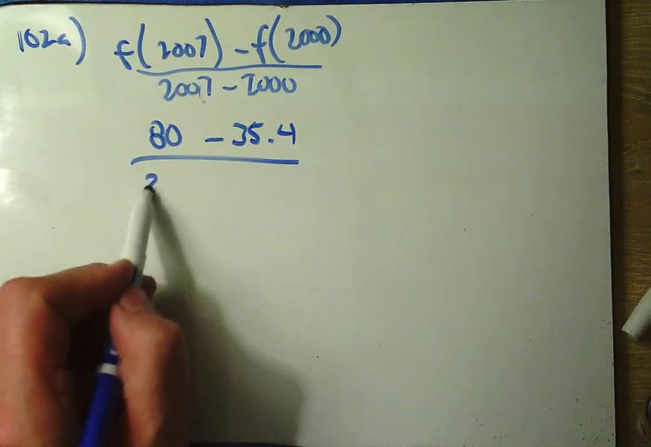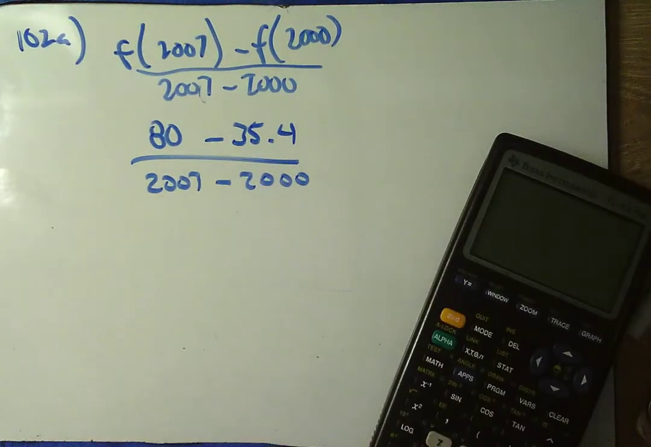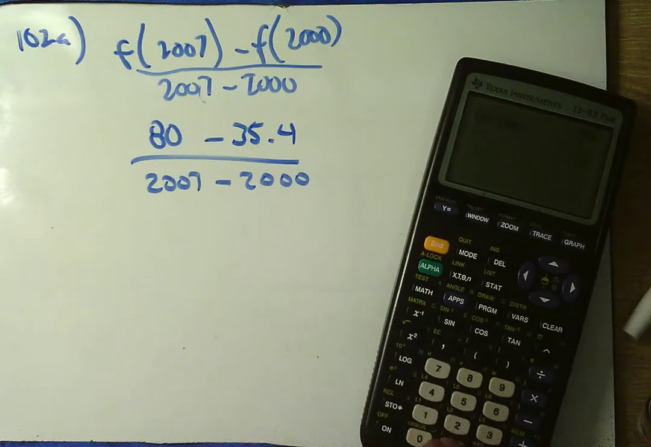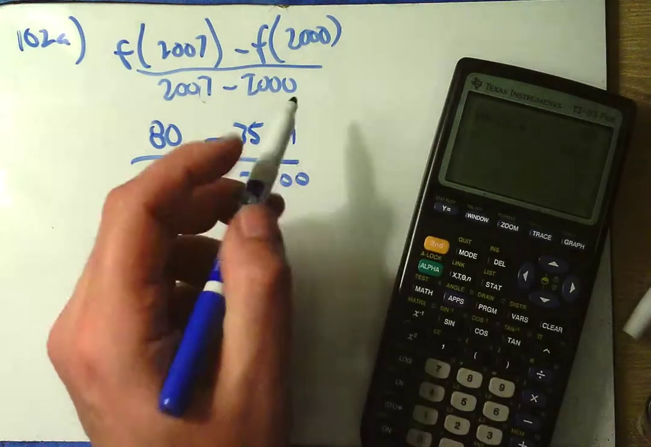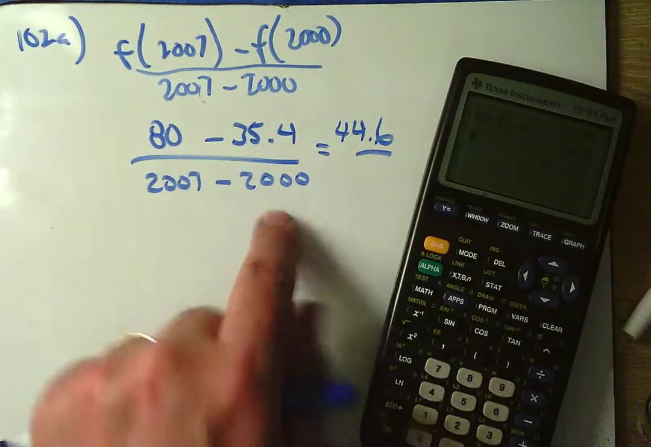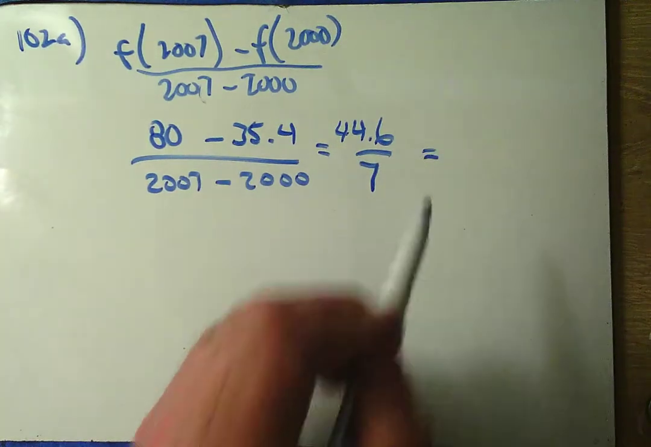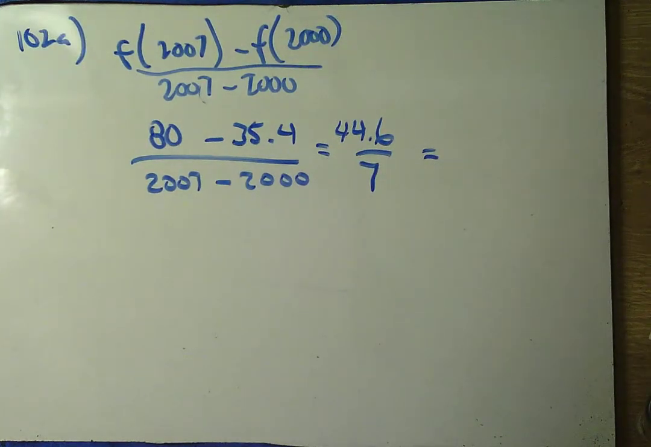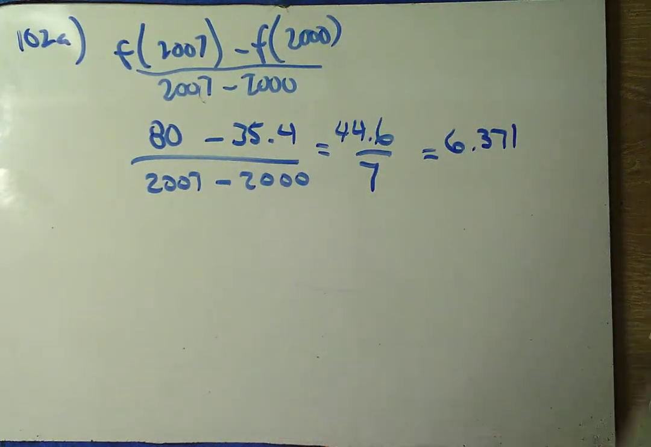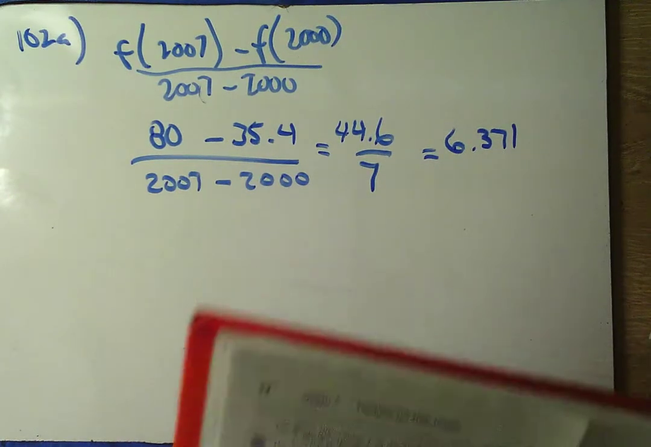35.4 over 2007 minus 2000. Well, let's do some subtraction. 80 minus 35.4 is 44.6, and 2007 minus 2000 is 7. So I could decimalize this by dividing by 7, 6.371. But I'm also asked here to interpret the result in the context of the problem.